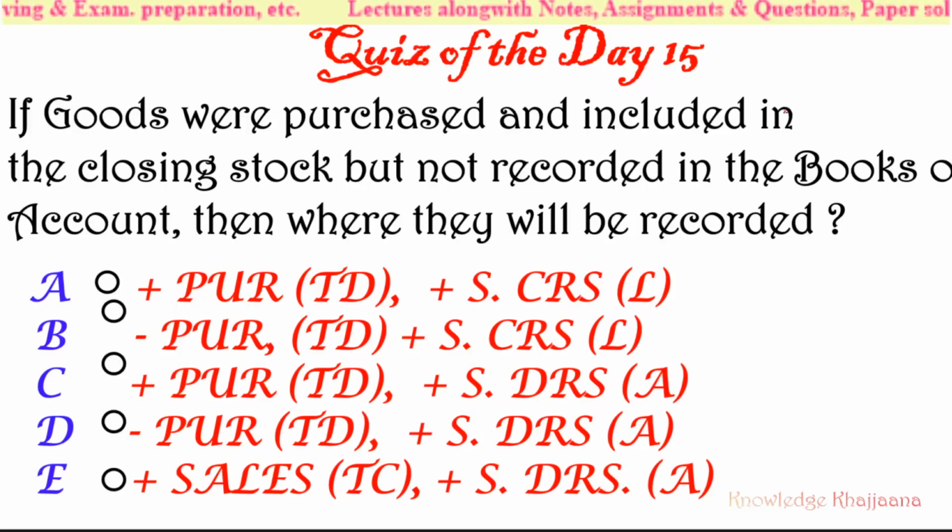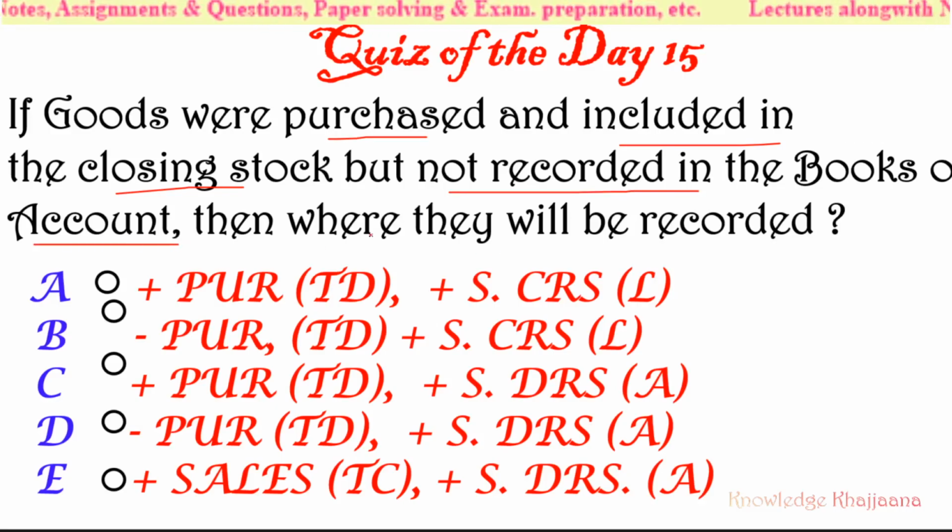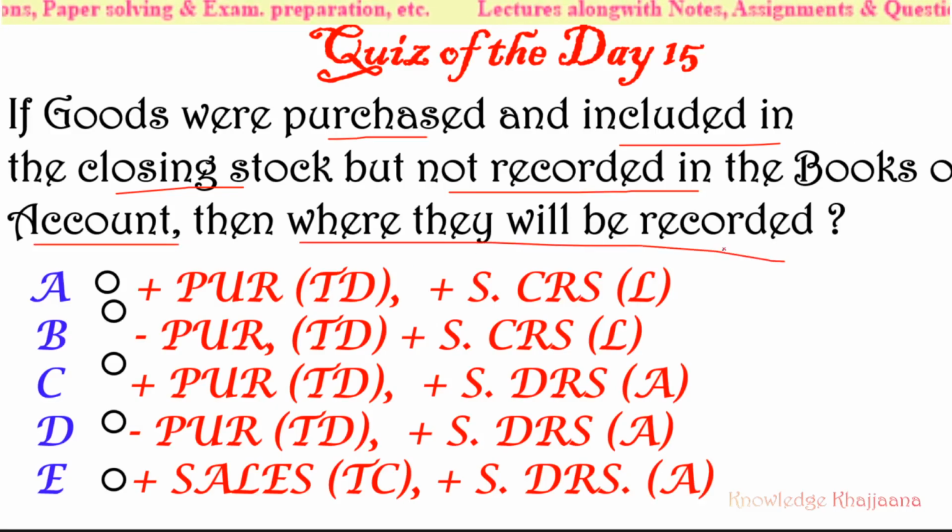So this is the quiz of day 15. Always my quiz is based on whatever I have taught in this lecture or whatever I have taught in the earlier lectures. If goods were purchased and included in the closing stock but not recorded in the books of account, then where will they be recorded?